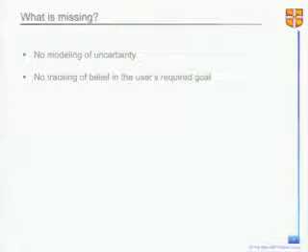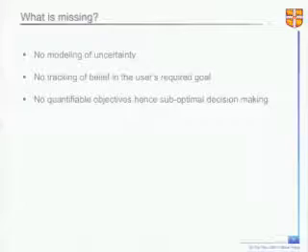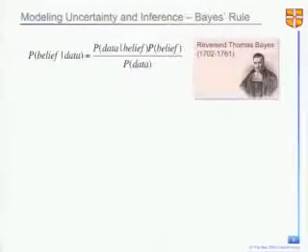Okay. So what's missing? There's no model of uncertainty as such. The iPhone is not trying to track what I want to do. It's just responding to my inputs. So it has no belief about my intentions. And there are no quantifiable objectives, so in some sense the decision making is suboptimal. Now, this is a very simple example, so what quantifiable objectives could there be? Well, as we'll see, we could code the risk in terms of rewards and so on. So how do we deal with that?